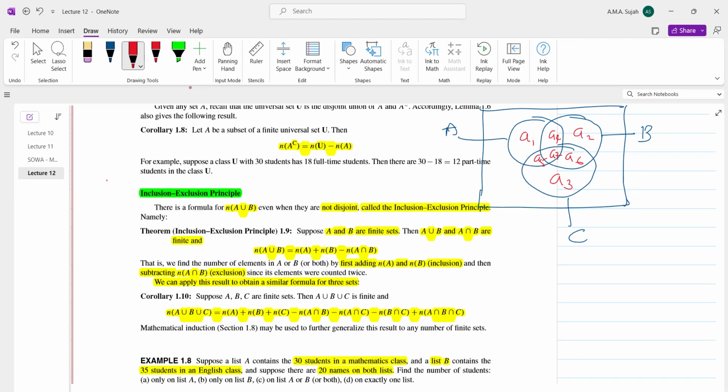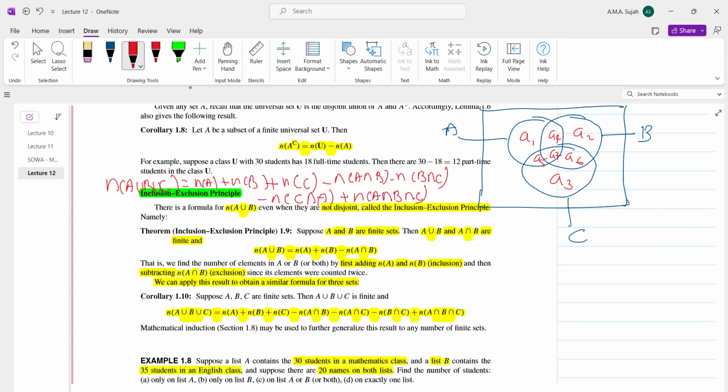Now imagine, the equation says number of A union B union C is equal to number of A plus number of B plus number of C minus number of A intersection B minus number of B intersection C minus number of C intersection A plus number of A intersection B intersection C, right? This is the equation. Now just imagine, right?